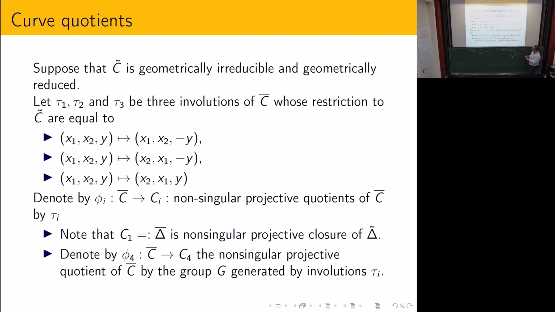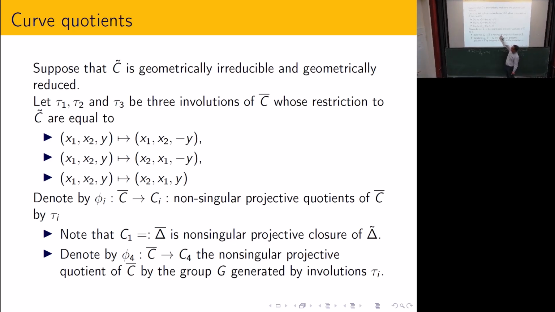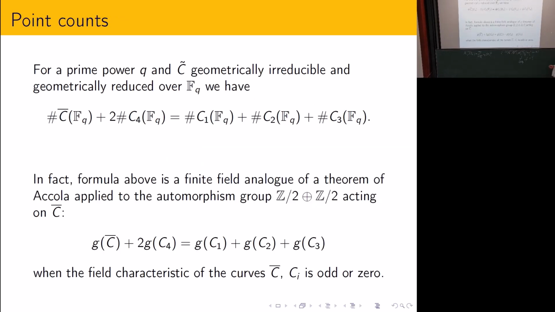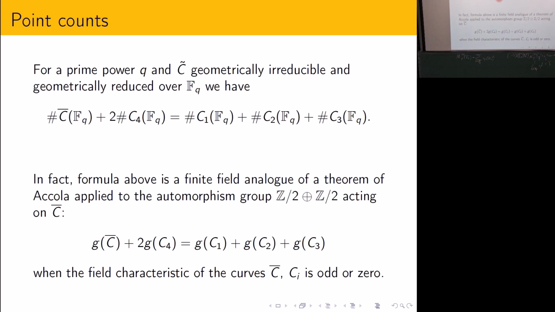So of course, if you take the quotient with respect to the first involution, you recover the curve delta, right? So this is the double cover from C to delta, from genus 3 to genus 1. The quotient with respect to the whole group is actually a genus 0 curve. So that's also quite convenient. And now when you do the point count, using just the orbit lemma, you can prove that the number of points on this genus 3 curve plus the number of points on the total quotient is equal to the number of points on the curves which are quotients with respect to every involution separately.